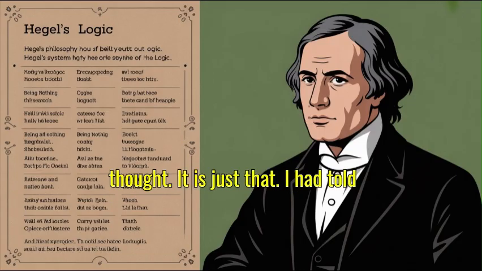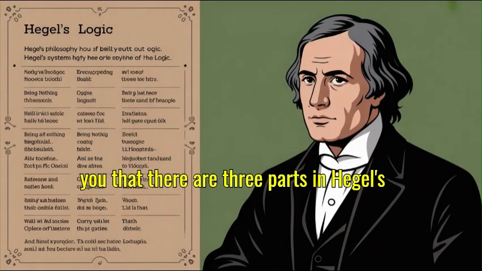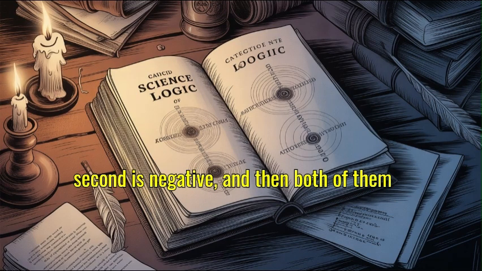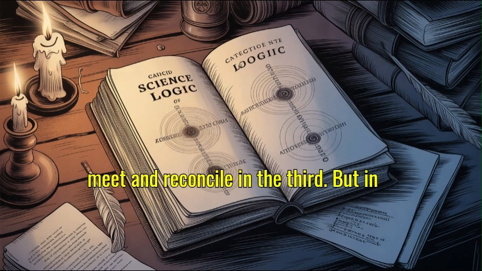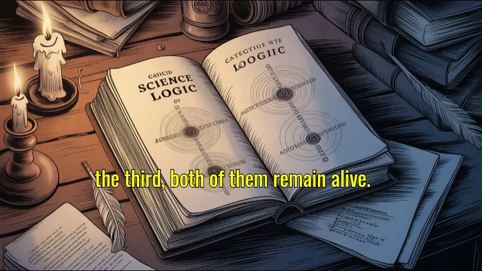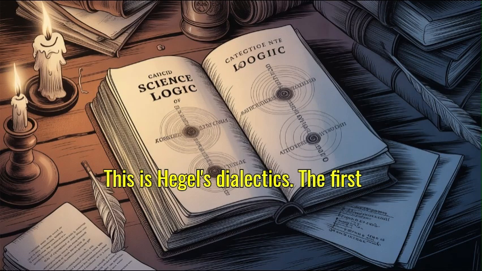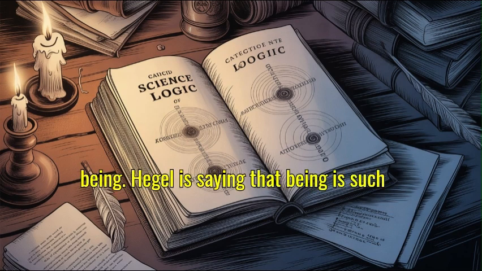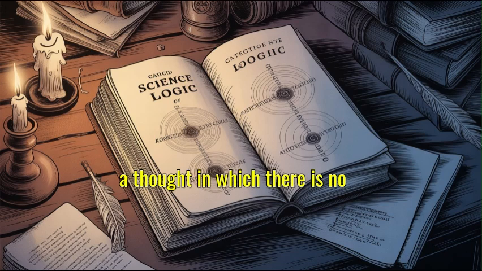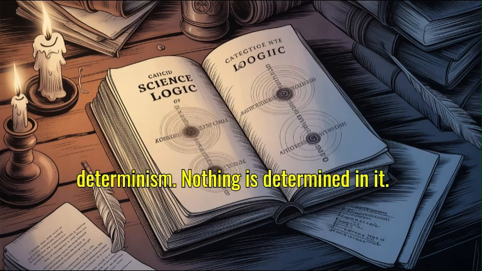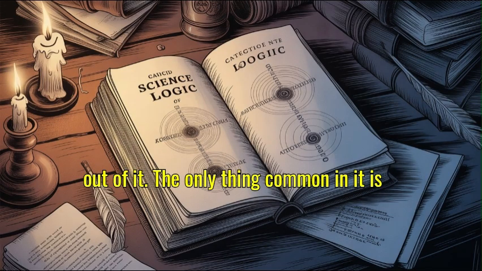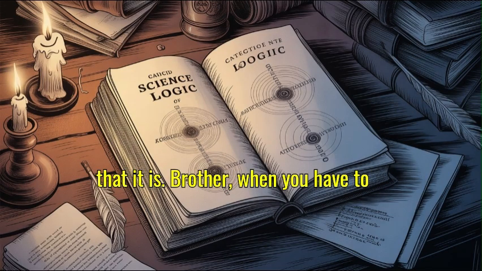I had told you that there are three parts in Hegel's dialectics. The first is positive and the second is negative, and then both of them meet and reconcile in the third. But in the third, both of them remain alive. This is Hegel's dialectics. The first thought is positive. The thought that came to Hegel's mind is being. Hegel is saying that being is such a thought in which there is no determinism. Nothing is determined in it. All the determinations have been taken out of it. The only thing common in it is that it is.